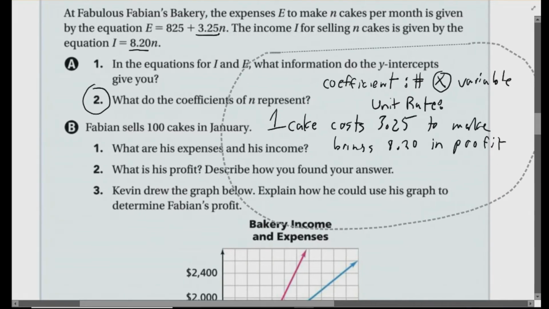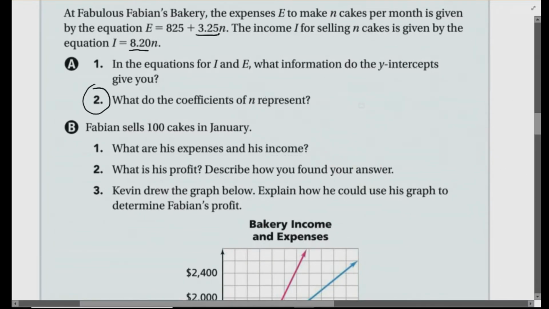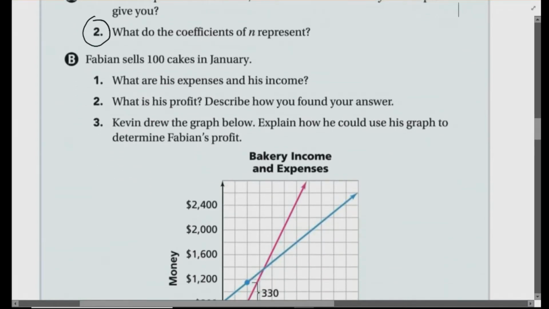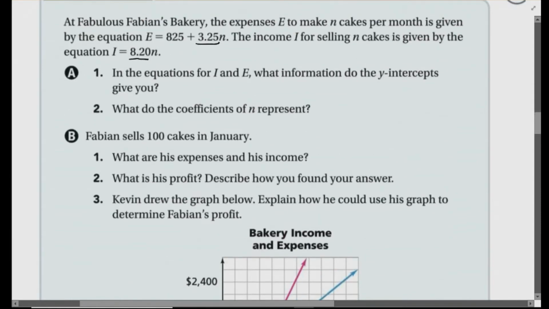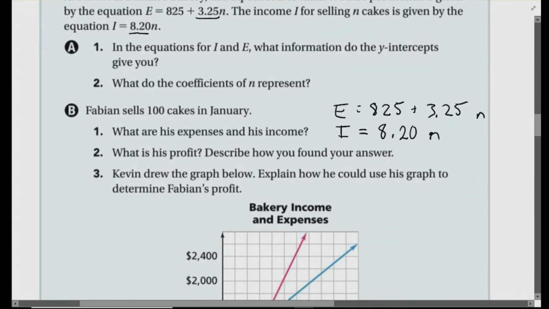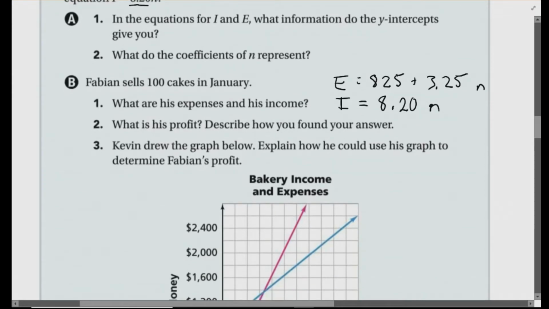So now we're done with part A. Let's get rid of this. All right, and now we want to move on to part B. Fabian sells 100 cakes in January. We have two equations. Let's copy them down. E is equal to 825 plus 3.25 times n, and I is equal to 8.20 times n. And we want to figure out what are his expenses and his income.